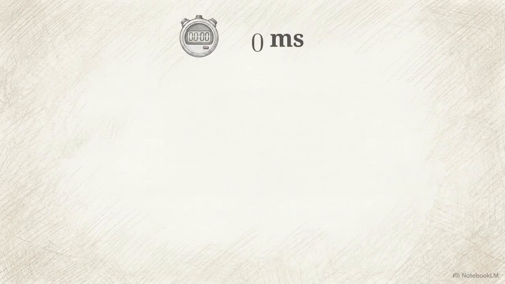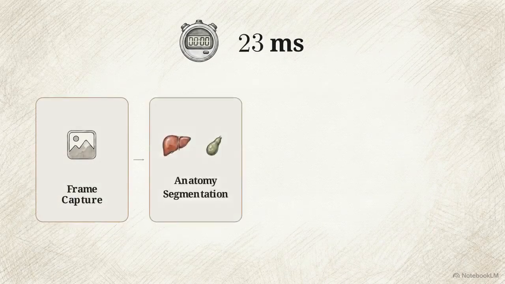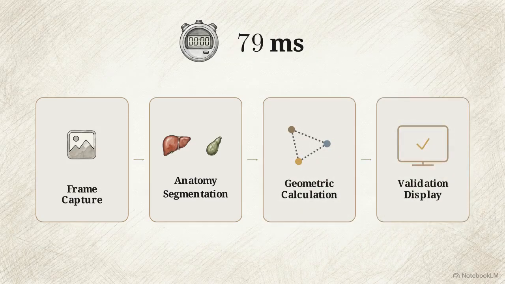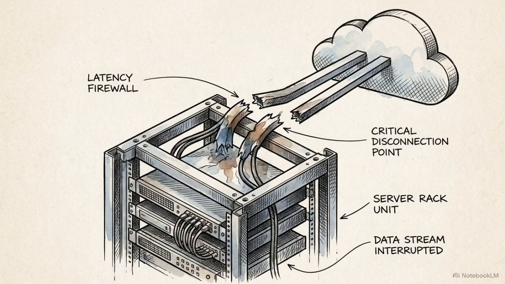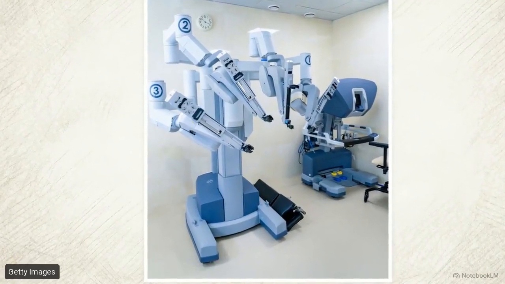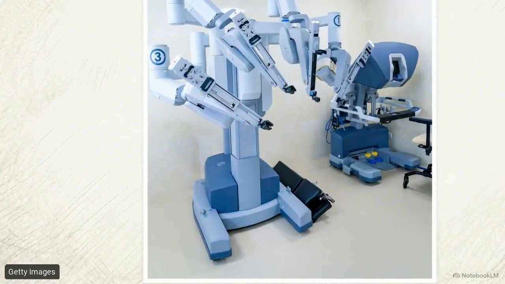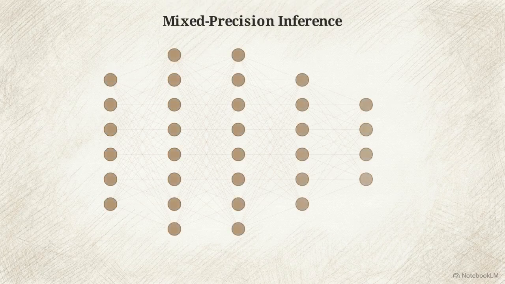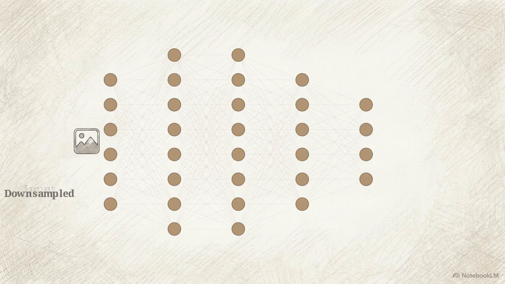The entire process, capturing the frame, segmenting the anatomy, calculating the geometry, and displaying the validation, must occur in under 100 milliseconds. Due to strict hospital firewalls and latency inherent in internet transmission, cloud computing is not viable. Every model must run entirely on local edge hardware, physically located inside the operating room. To execute this, developers rely on aggressive hardware optimization strategies, using software like TensorRT for mixed precision inference, which reduces computational load without destroying model accuracy.